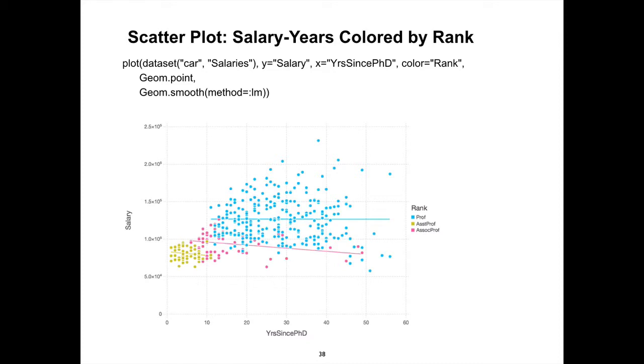Yeah, so here again, we're plotting years since PhD and the salary. And then we're color coding it by the rank. And so here are the associate professors. Notice the farthest we go for the associate professors is like year 11.